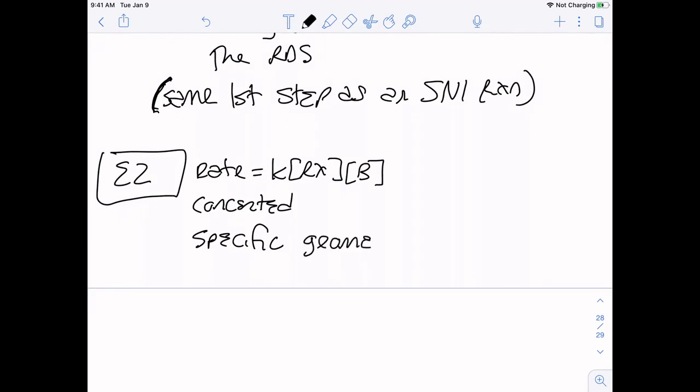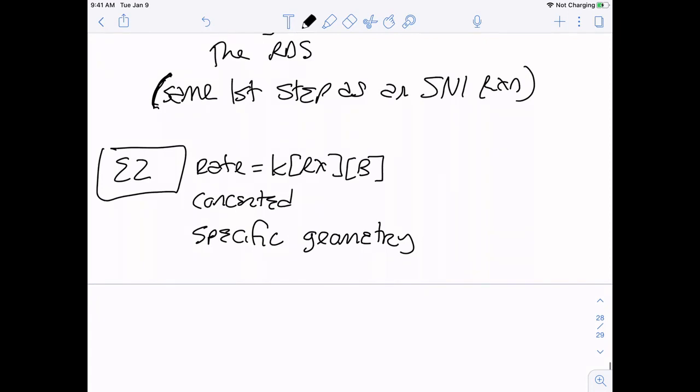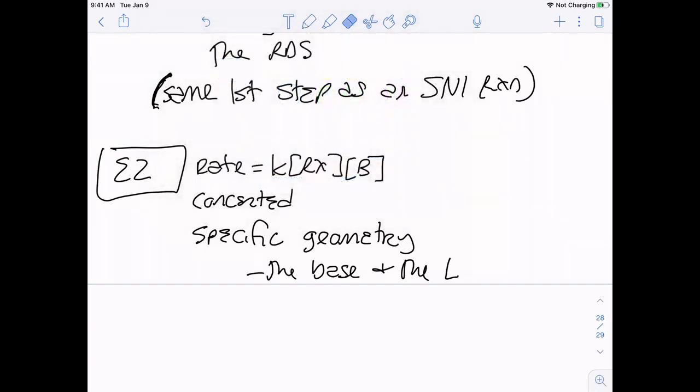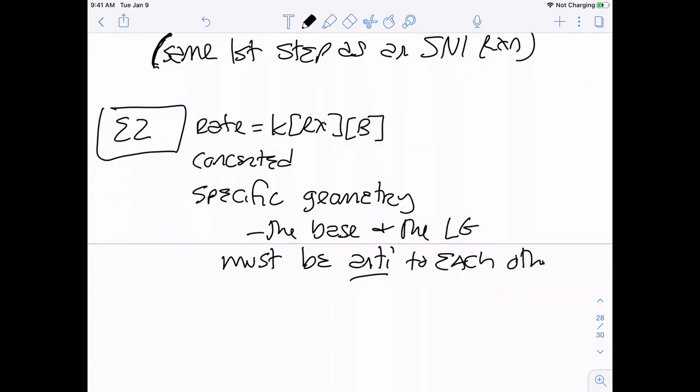So the base and the leaving group must be anti to each other, and they have to be on the same plane. So if one's going up, the other has to be going down. If one is going out, then the other has to be going back. So the base and the leaving group must be anti to each other. And then if they're anti to each other, they are going to be on the same plane. So this second part is kind of redundant, but and on the same plane.